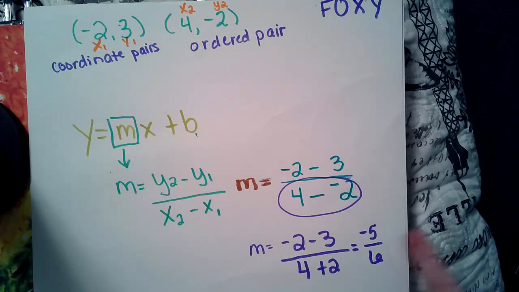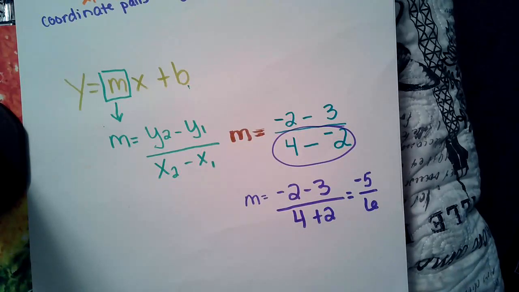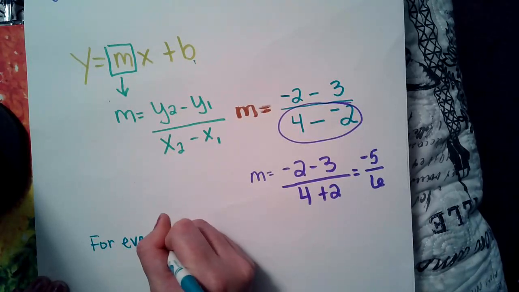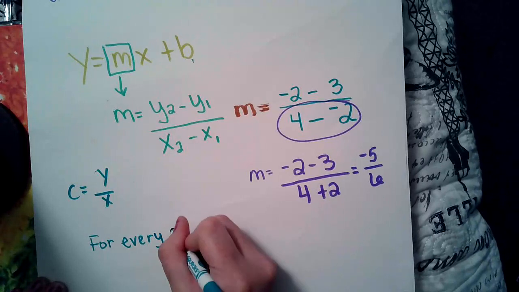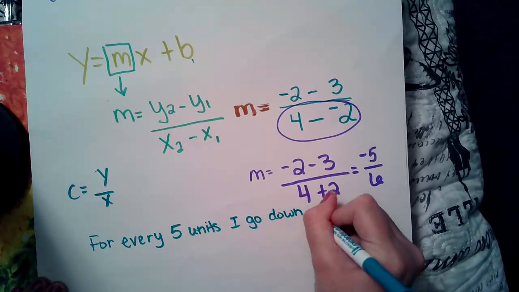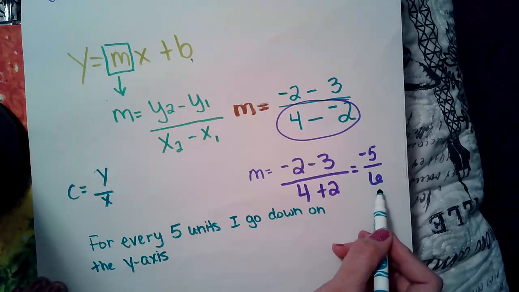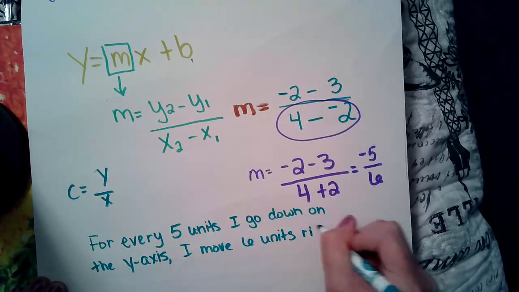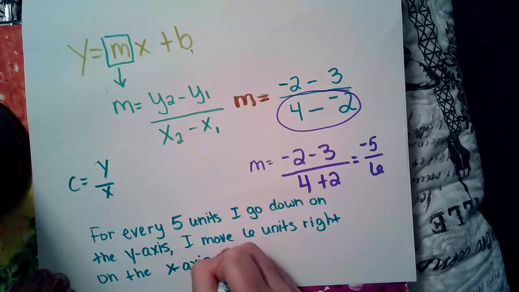-5/6. So in this situation, my rate of change means for every 5 units I go down, and we know that it's up or down because it's on the y, so remember y over x, for every 5 units I go down on the y-axis, I move, my 6 is positive, so I move 6 units right on the x-axis. And that is my rate of change.